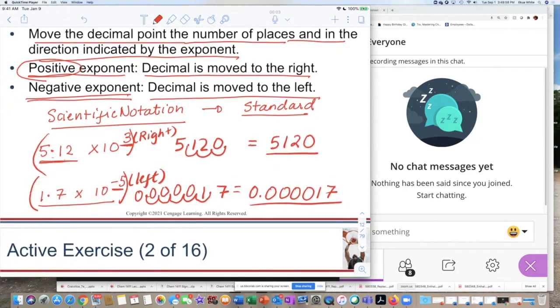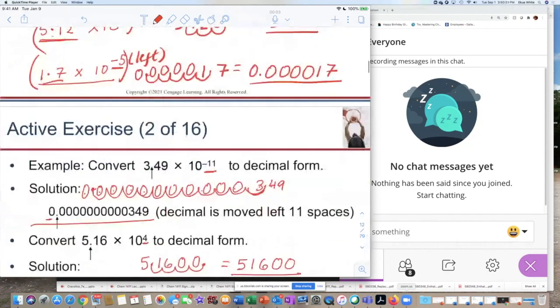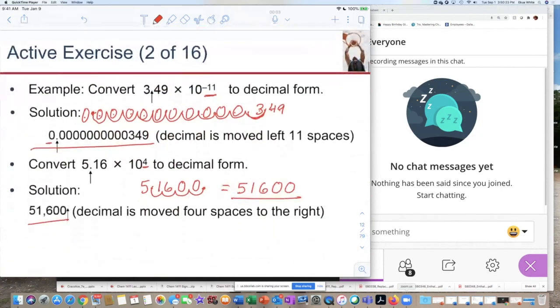Okay? Since I have to move 5 spots to the right to get this number, I try to move it back again. 1, 2, 3, 4, 5. Okay, I did it right. I have the right number of zeros. Okay? Any questions about this? How to go from standard to scientific and then vice versa? Okay. If I have no questions, I'm going to go ahead and move on.